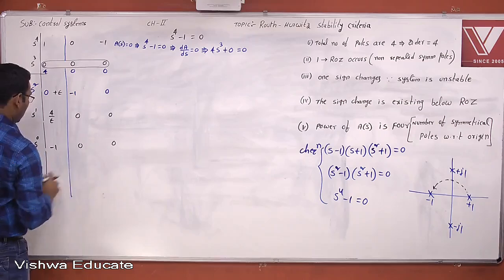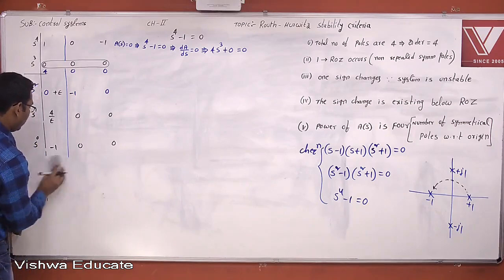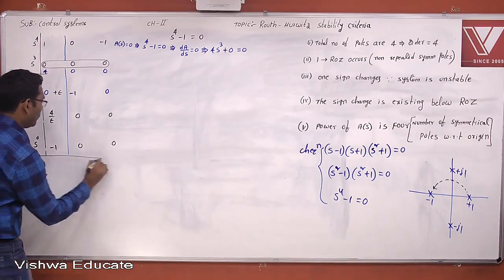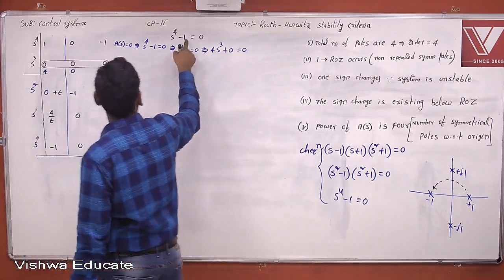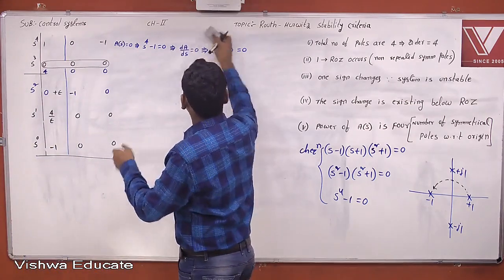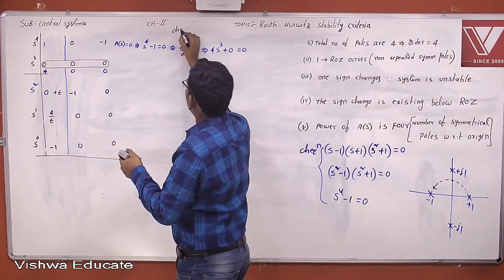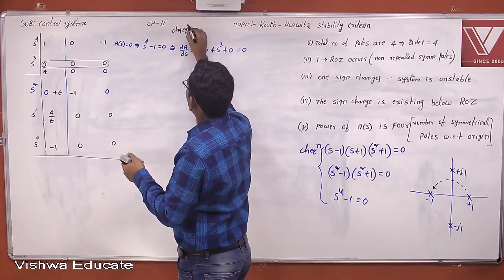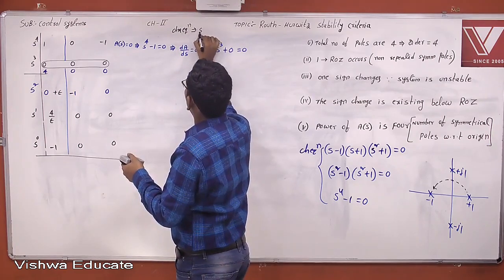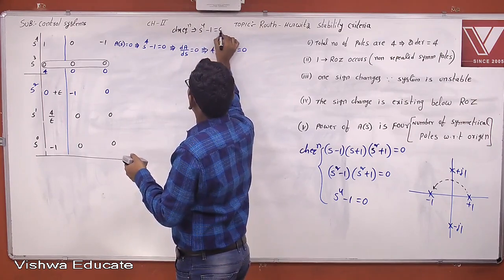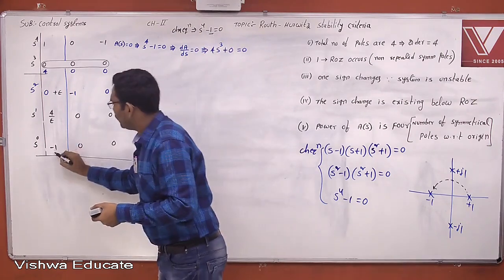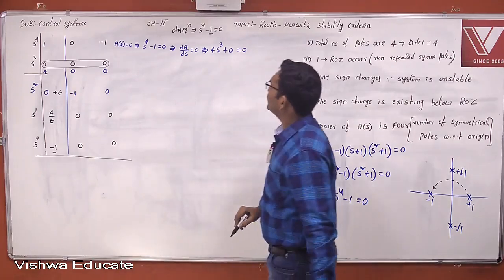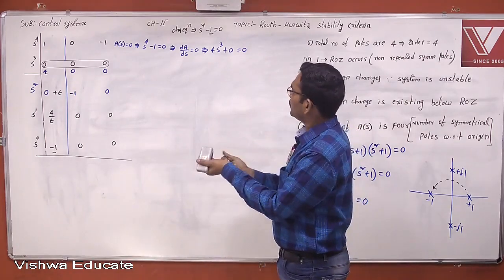You know that the last row's first element is the constant in the characteristic equation. This is the characteristic equation, right? Now what is the characteristic equation? The characteristic equation is s power 4 minus 1 equals 0. The last row's first element is the constant in the characteristic equation, and it is matching.